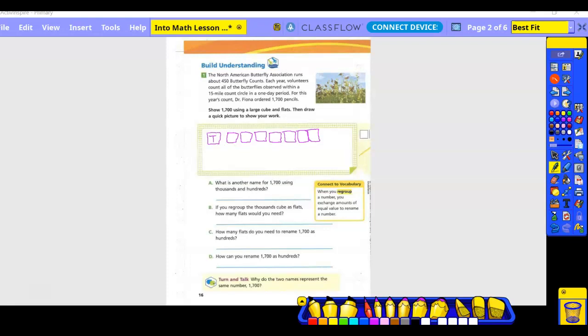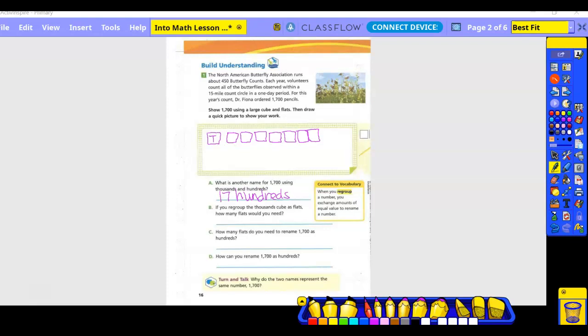So what is another name for 1,700 using thousands and hundreds? So remember how we just talked about how that has 2 zeros? So we can also say it is what? If I drop the zeros, I can say 17. And then how much is 2 zeros? What did we say? 100. Okay. So then if I was going to write that from there, I would have to put 1, 7, and 2 zeros. And then does that show us 1,700?